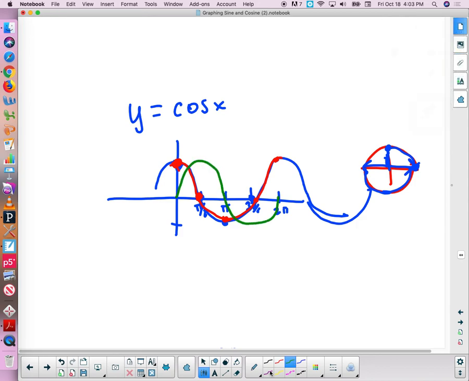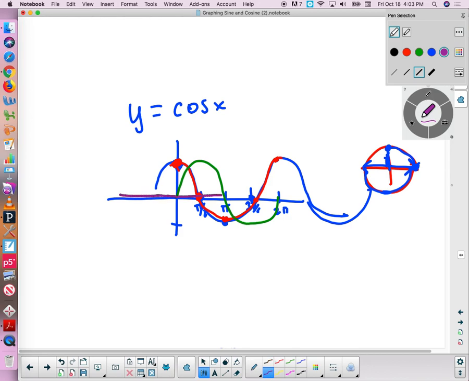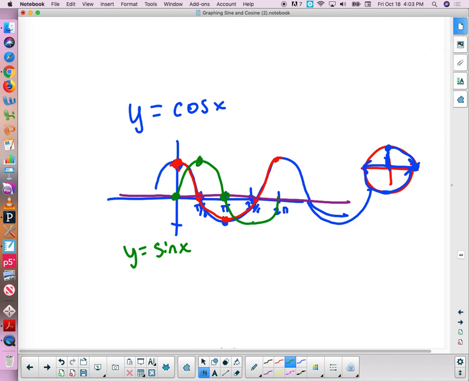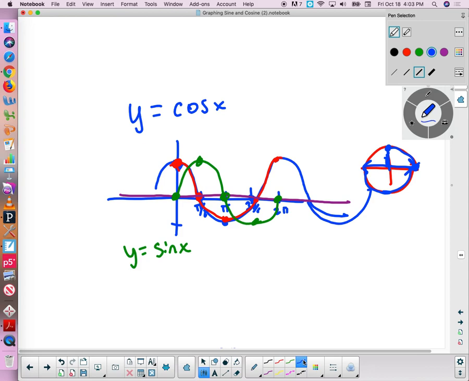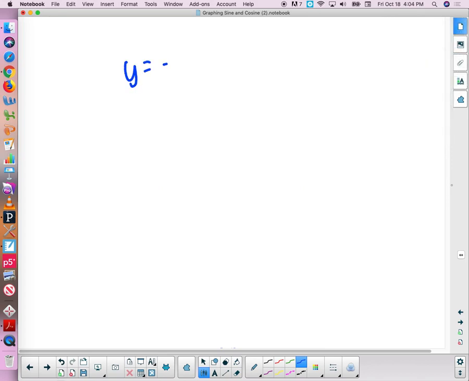So as we learn these, like I said, our midline won't always be the x-axis, it just will for right now. If you're graphing sine, let's call that our green graph. If we're graphing sine, it starts at 0 and then goes high, middle, low, middle. And then you can draw more of them. If you're graphing cosine, the blue graph, it starts at here and goes 0, low, middle, high. Okay? So what do you think is going to happen if we have y equals negative sine x?